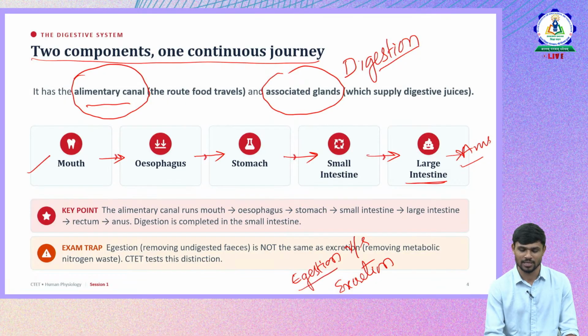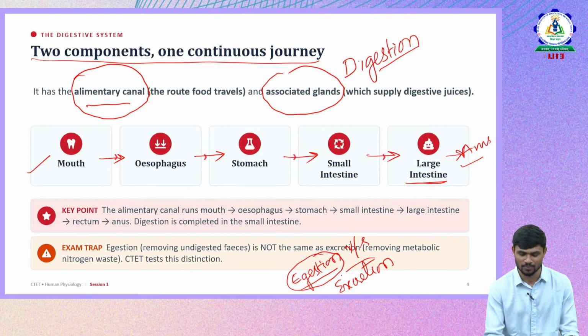Digestion is something that happens through anus, where the undigested food is removed from the body. Okay, throughout the alimentary canal, food will be digested, and whatever the undigested food and other waste will be removed from the anus. That is called as digestion.